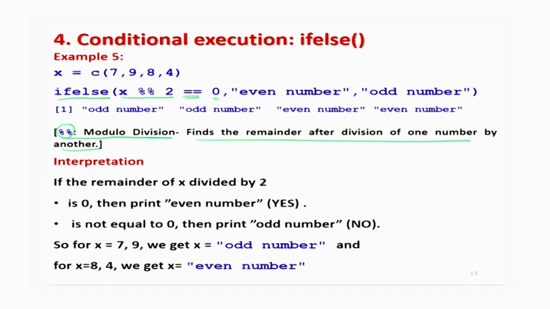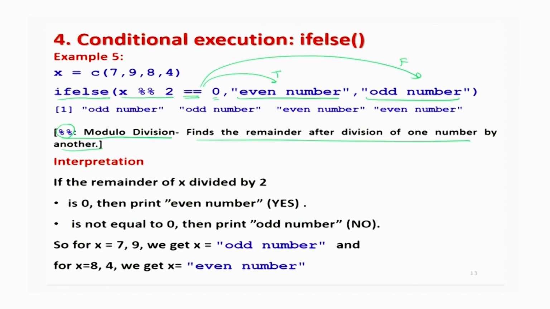That means you are trying to divide the number by 2, and if the remainder comes out to be 0, that means the condition is true, and under this true condition you want to write that the number is even number. And in case this condition is false, then obviously if the number is not even, it has to be odd. I am talking only of real numbers and integers, right. So, in that case you have to print odd number.